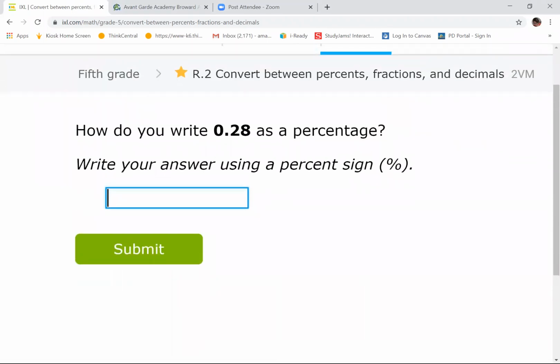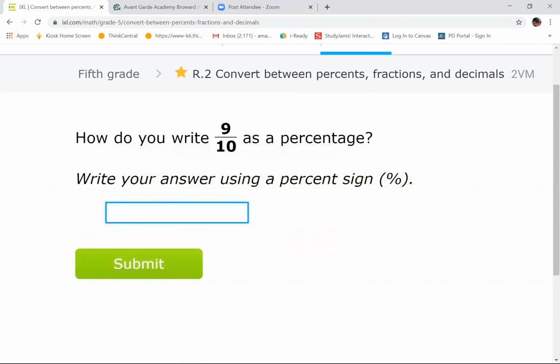Okay, how do we write 28 hundredths as a percentage? It's 28%. Brilliant. How do we write 9/10 as a percentage? Remember, it's got to be out of 100, and 9/10 is not 100. Get your paper, get your pencil. 9/10 is not 100. You can't just stick 100 on there.